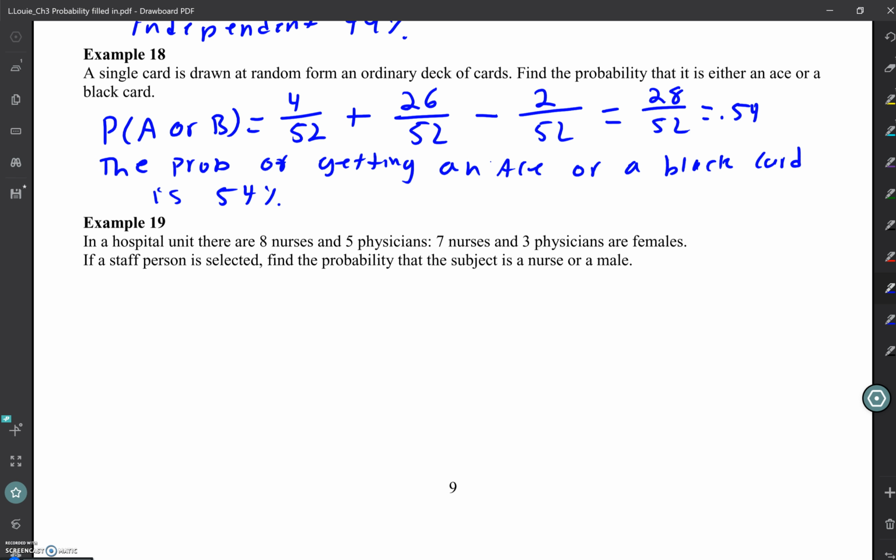Right. I subtracted 2 because I included the 2 black aces in my count for aces. But then when we went and we said, how many black cards do we have? We said there was 13 black cards in each suit. We have 2 of them that are black, and we added those together and got the full 26, but we double counted those black aces. So we need to subtract out 1 of the times that we counted those aces.